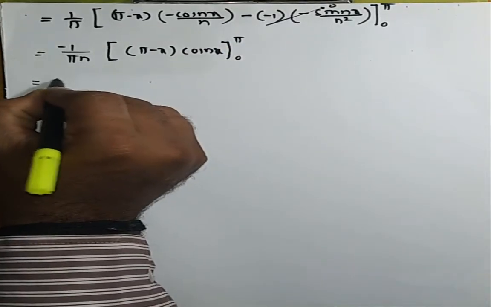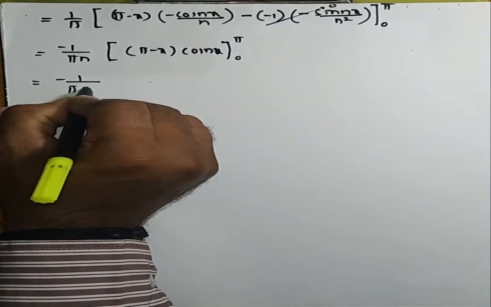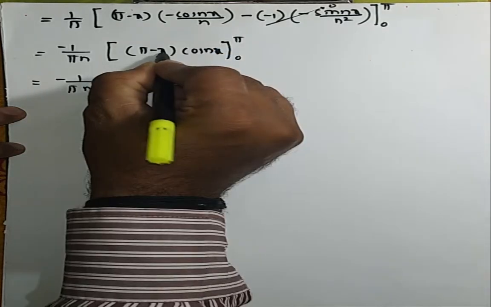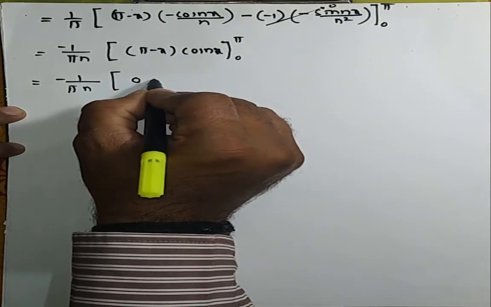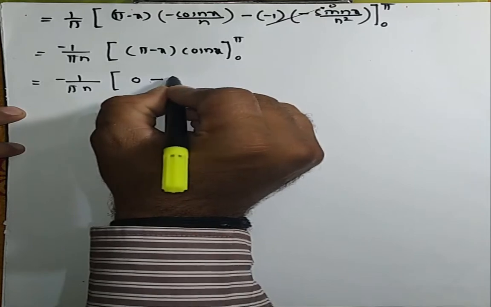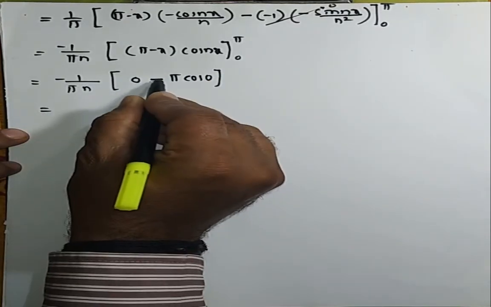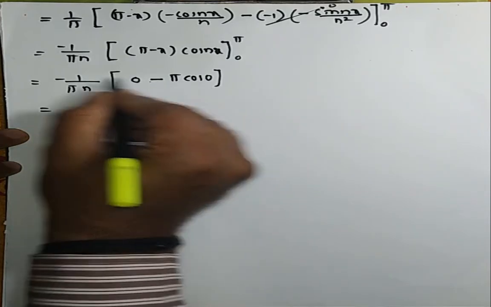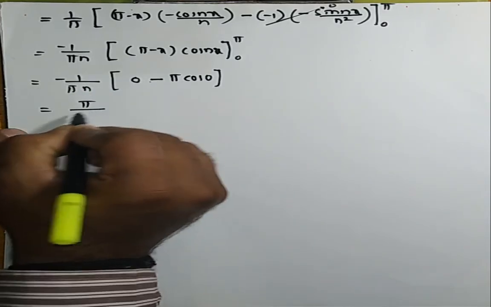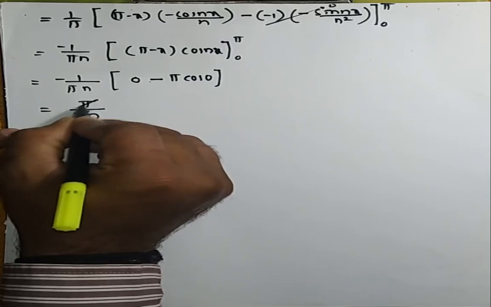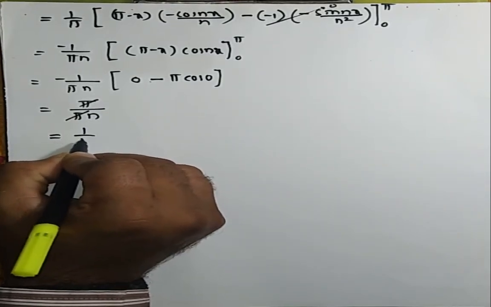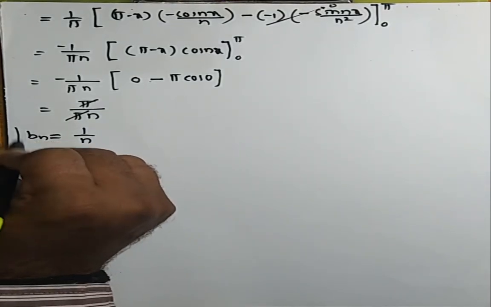So therefore minus 1 divided by pi into n. If you apply pi inside, it becomes 0. Okay, minus, when you apply 0, it becomes pi into cos 0. So therefore it becomes minus cos 0 is 1, minus into minus plus pi divided by pi into n. So pi gets cancelled. So finally you got 1 by n. So this is the value for bn.